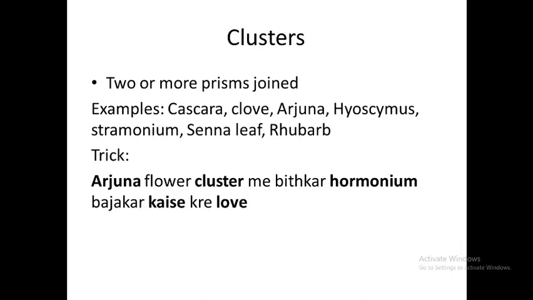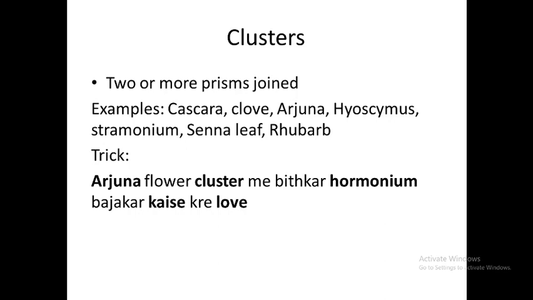Next, the cluster-shaped calcium oxalate crystals. Cluster means here that two or more prisms are joined to form the crystal, that is a cluster of 2-3 prisms. Examples are cascara, clove, arjuna, hyoscyamus, stramonium, senna leaf, and rhubarb. So different examples are there.